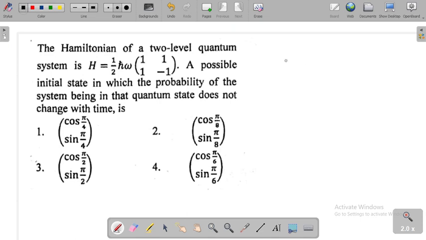So let us first write down the Hamiltonian. The Hamiltonian is given by half h cut omega times the matrix 1 1, 1 minus 1.